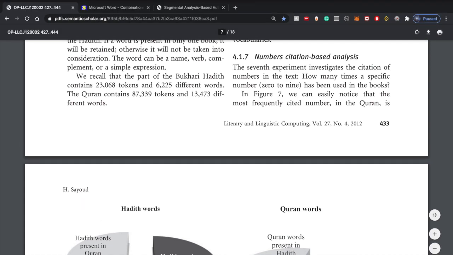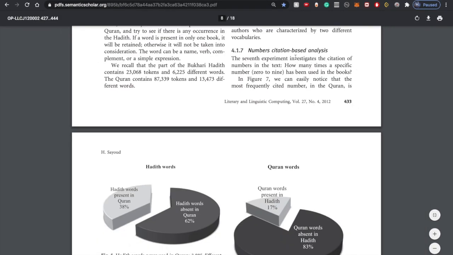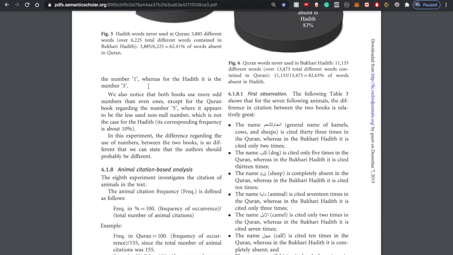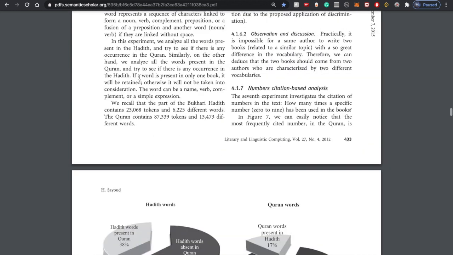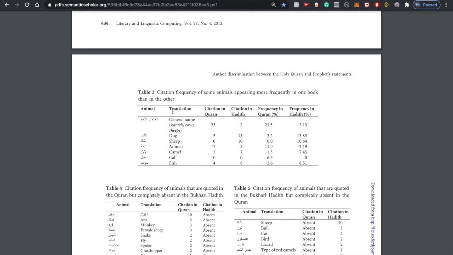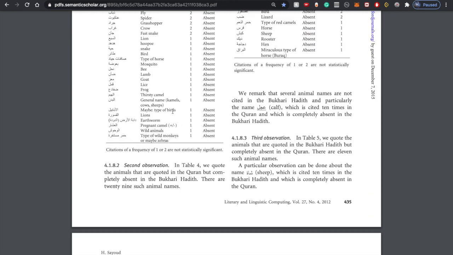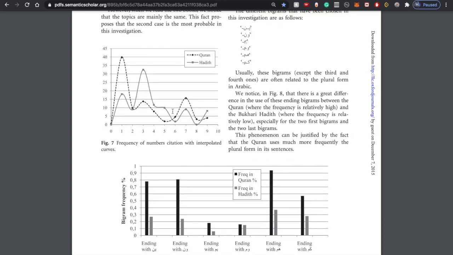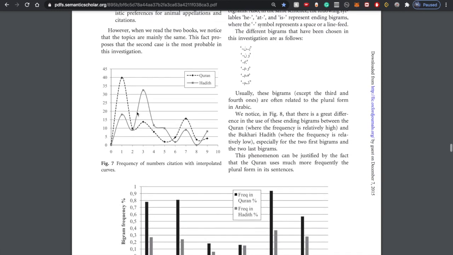So the next experiment was investigating the citation of numbers in the text, so looking at the different numbers and how often different numbers are used. So they saw, for example, that the number 1 was the most common one in the Quran, versus the number 3 was the most common in the Hadith. And let's see if they have a chart for this. Right, so, okay, actually they don't have a chart for this. Or maybe oh no, okay, so this is the chart.